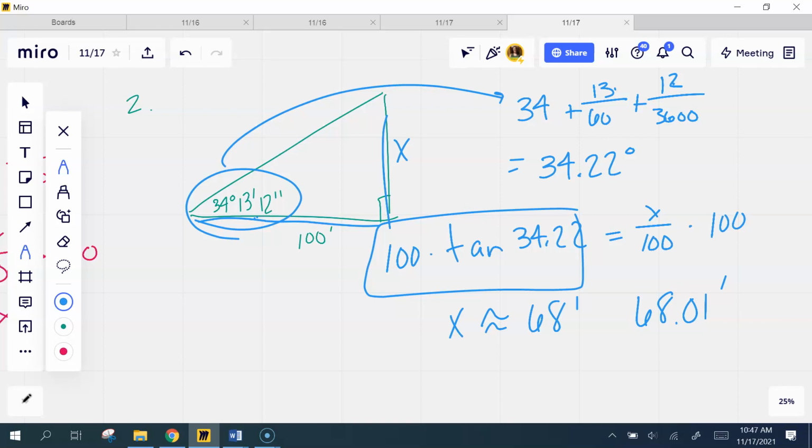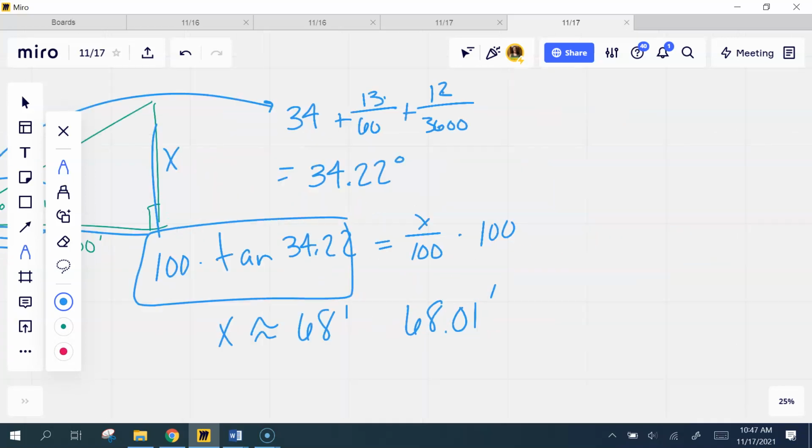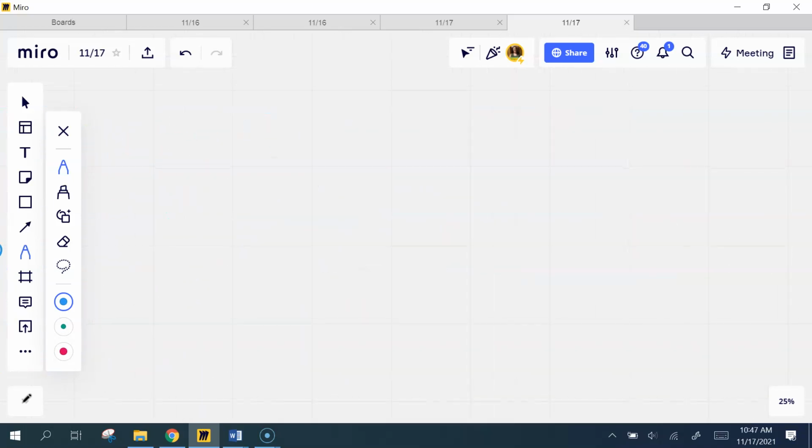Other questions? I'm not doing all of these, y'all. Okay, you had 1 through 10, and I've done 1, 2, and now this is 3. These aren't even hard, y'all. The picture's drawn for you.